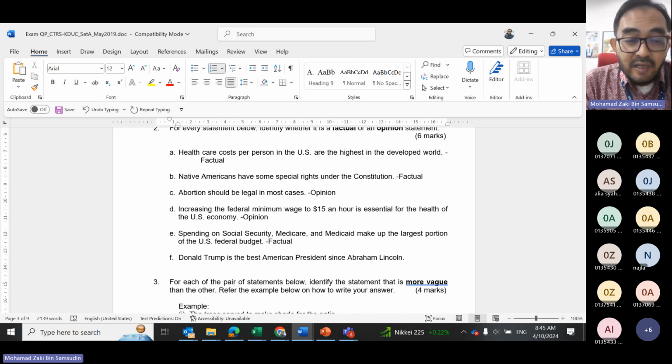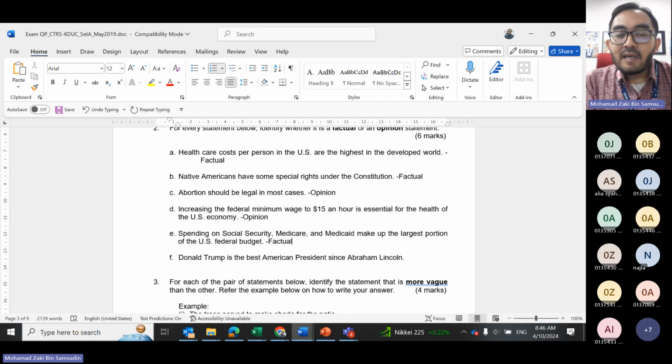Sebab dia kata spending maknanya budget atau perbelanjaan untuk Social Security, Medicare, Medicaid in America is the largest. Largest maknanya berdasarkan kepada data yang kita tengok, inilah perbelanjaan yang paling besar dalam bajet kerajaan Amerika berbanding perkara-perkara lain. So itu ayat berbentuk fakta yang boleh kita tolak. Kalau kita ada fakta yang lain yang boleh menolak apa yang ditulis di sini. Because largest portion tu boleh dikira. Largest ni jumlah yang paling besar. So tak susah untuk kita check sama ada fakta ni benar atau tidak.